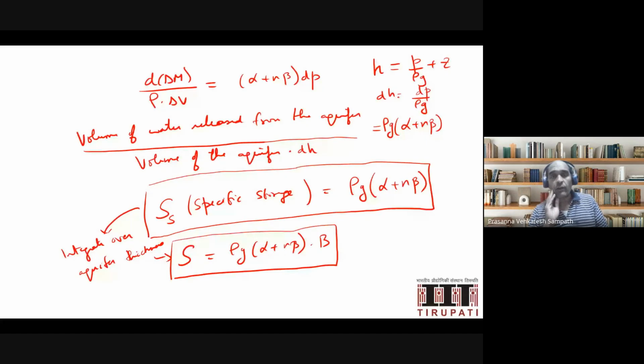which is why the storage coefficient of a confined aquifer is 1,000 times or 10,000 times or sometimes even more smaller than the specific yield of an unconfined aquifer. So this distinction is extremely important.